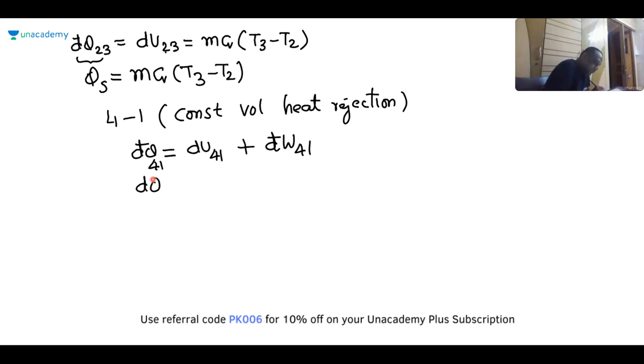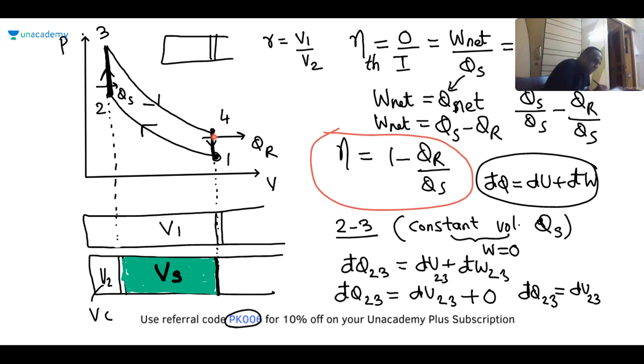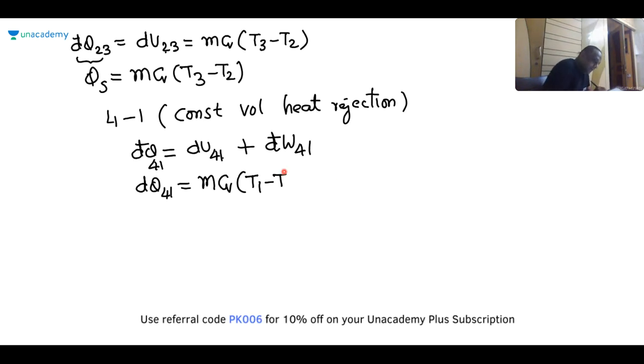So heat transfer in 4 to 1 is the internal energy change. What is internal energy change? m Cv delta T. The process is occurring from where? From 4 to 1, which means 1 is final and 4 is initial. Change is final minus initial, that is T1 minus T4. Internal energy change can be written as m Cv dT from your thermodynamics. And the work transfer for a constant volume is 0.